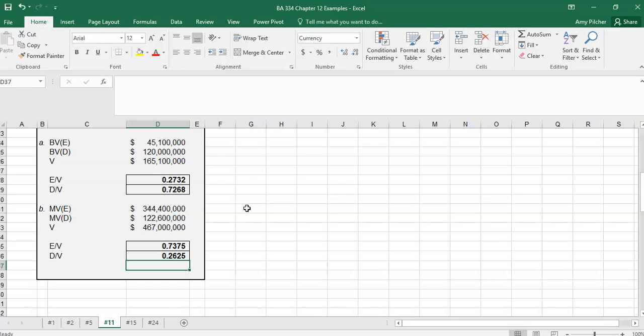So the market value weights are actually more relevant in this case. We would use the book value weights if that was the only information that we had, but we know that the market value is a better representation of the actual current valuation of our debt and equity.